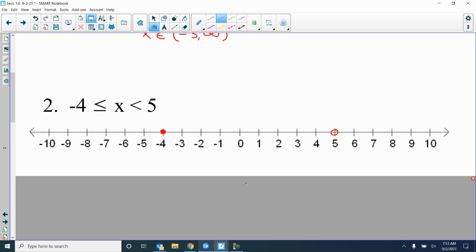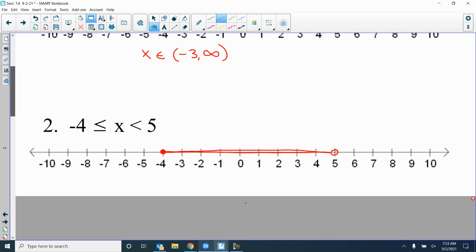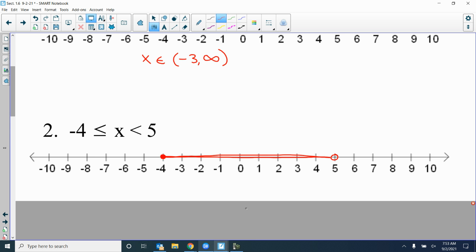And since it has to be bigger than -4 and less than 5, it has to be anything in between. Now, you won't always see the notation x such that. Sometimes we'll put it down there. The other way we can do that is just -4 with a bracket to 5 with a parenthesis. That just means all the solutions from -4 to 5. Okay.